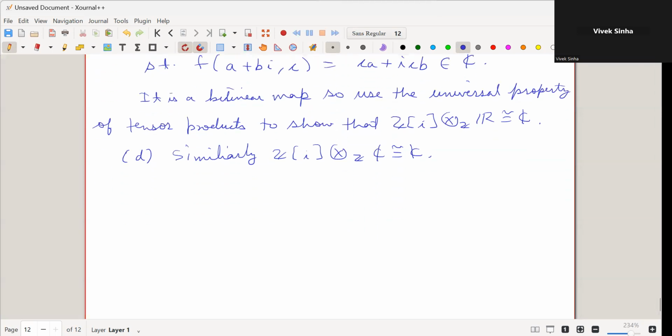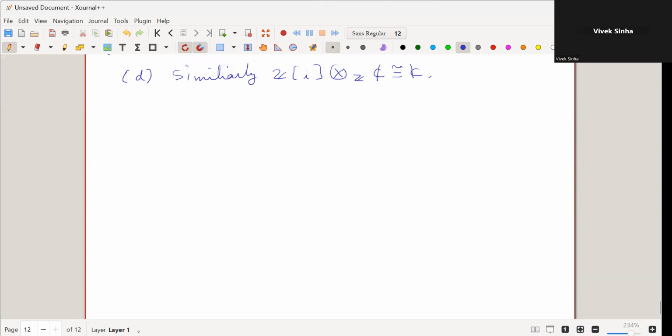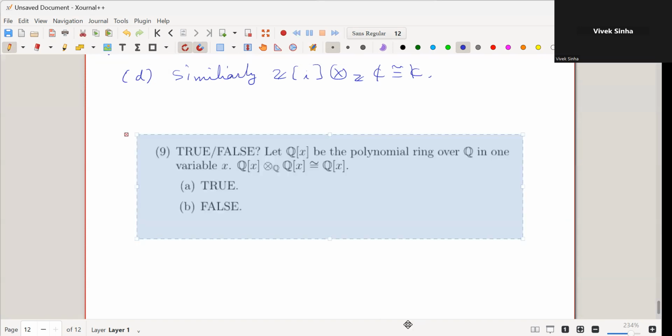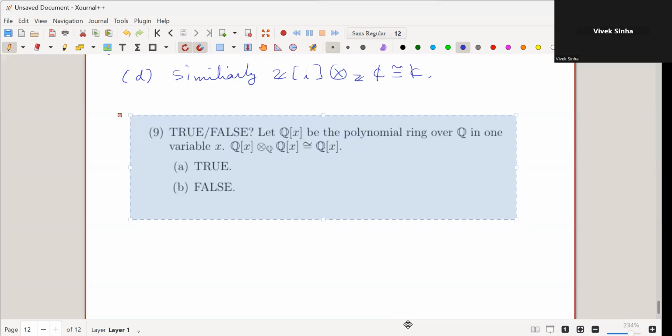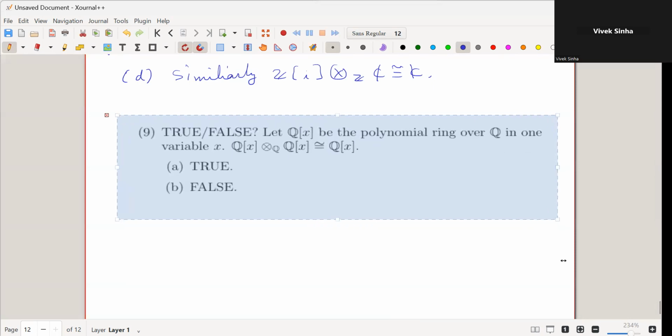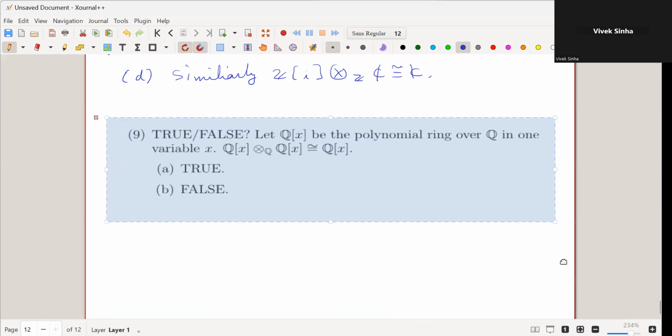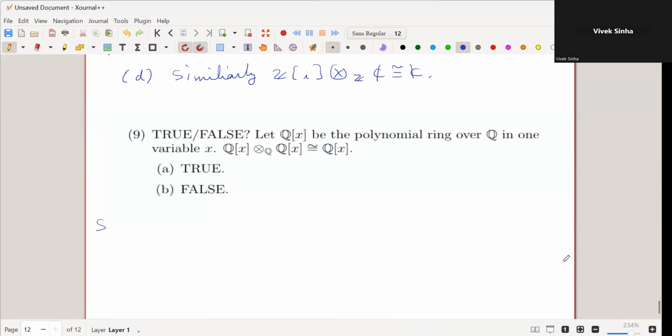I will just say something about the next two questions. I will define the map and then you can handle it. Okay, so true or false? Q[x] tensor with Q[x] is Q[x]. So I will define the map for you, and then you check it on your own.